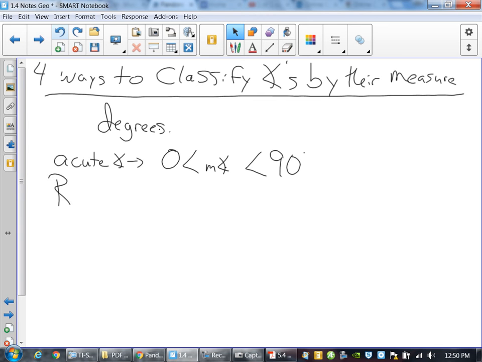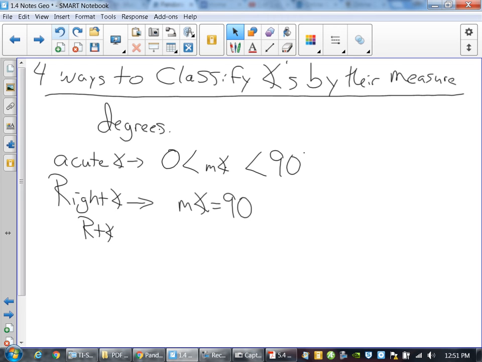A right angle, a lot of times people write it like this, RT angle, because writing the word right is too long, too many letters. That's why we use symbols. Math is fun that way. A right angle is an angle that measures how much?